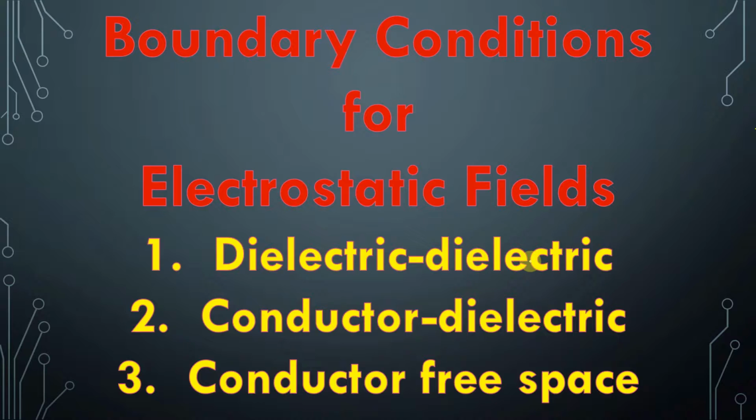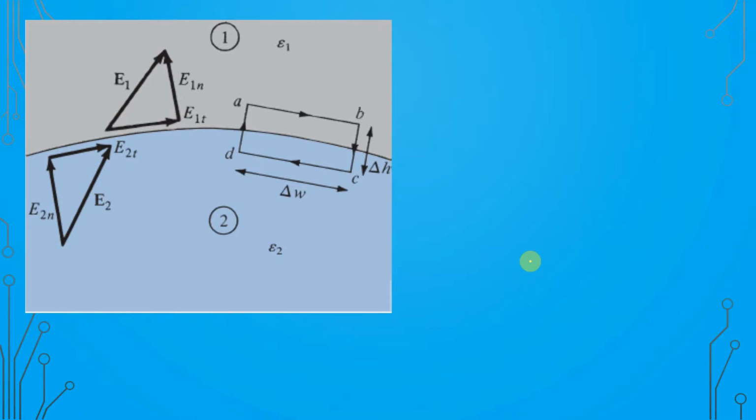So we will start with this first dielectric medium interface, and here we have assumed two mediums, medium 1 and medium 2. As you can see, we have two mediums. This is the first medium, this is second. The permittivity of this medium is epsilon 1, and for the second medium it is epsilon 2.